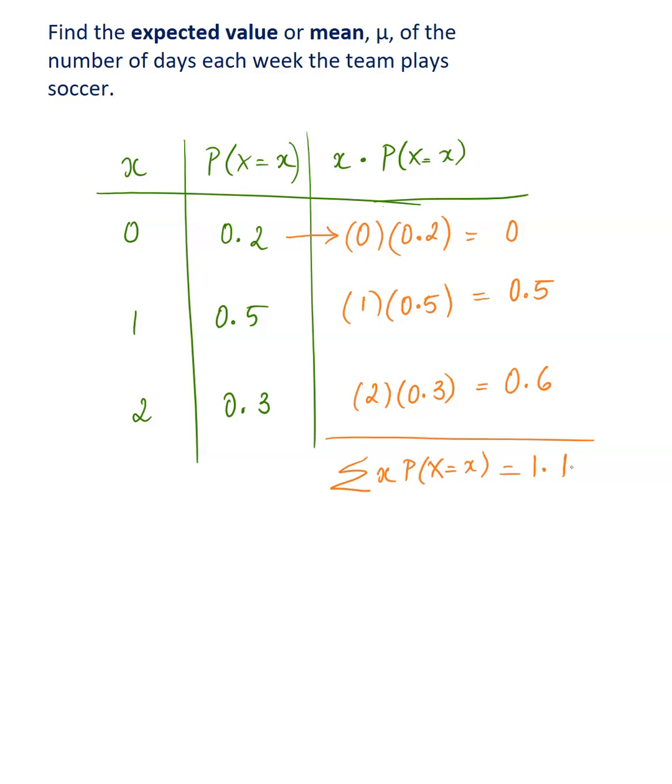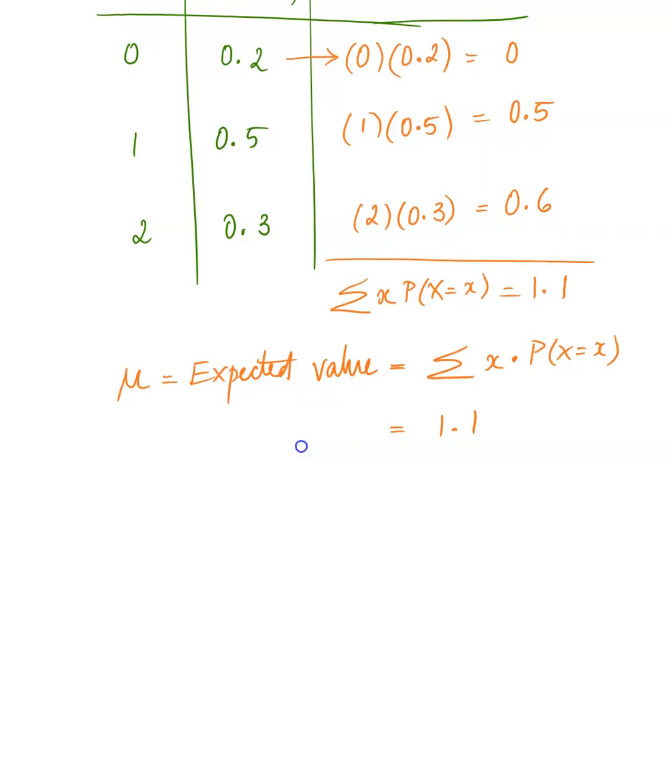What we are told is mu itself, which is the expected value, is equal to the sum of x times p of x. So in this case, we got 1.1 as our answer. So what this means is that the team would expect to play on an average 1.1 days per week.